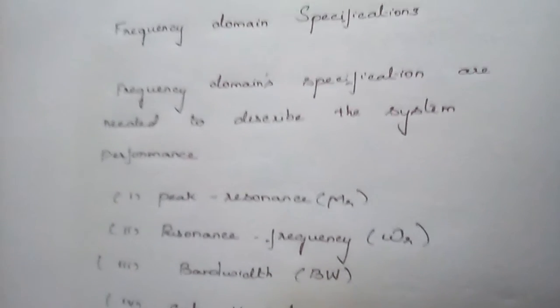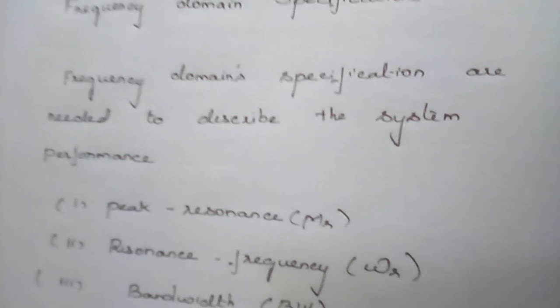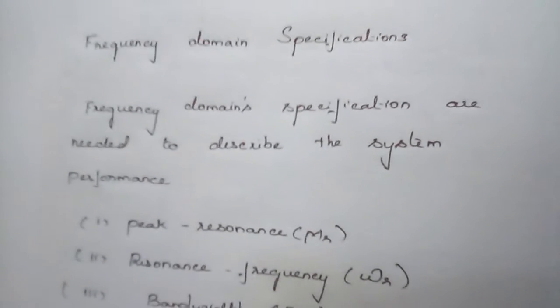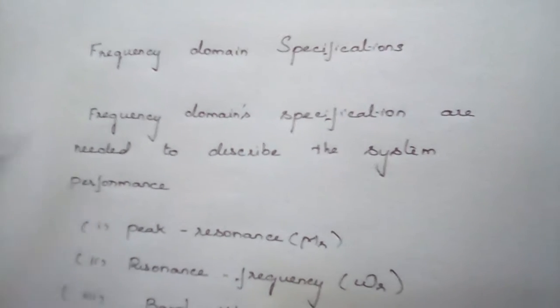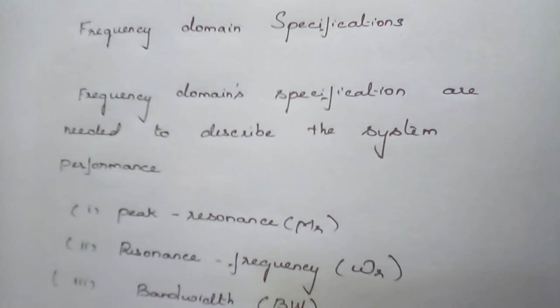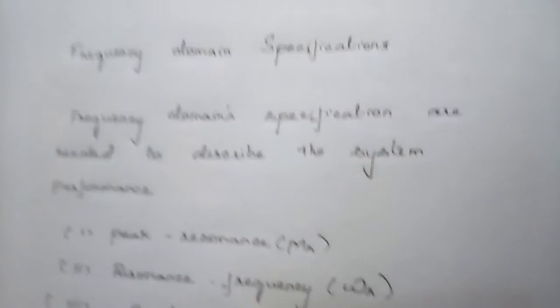Already we have discussed the time domain specification, and also we have seen some problems and examples related to that. And also we have discussed some MCQs, GATE MCQs. So here we are going to discuss the frequency domain specification. Today we are going to see the four different specifications, their definitions, and the magnification curve which identifies the specifications.